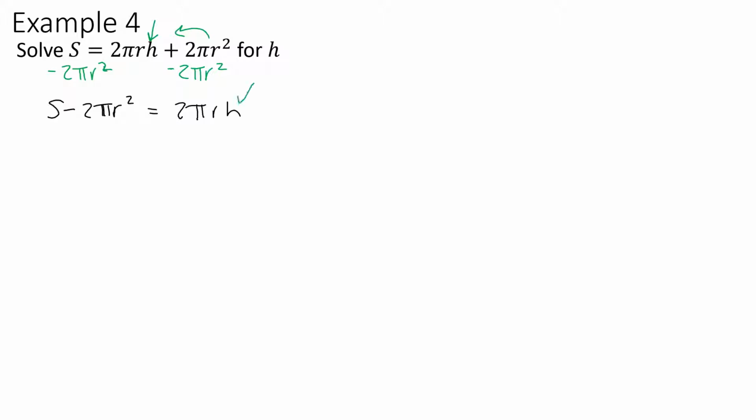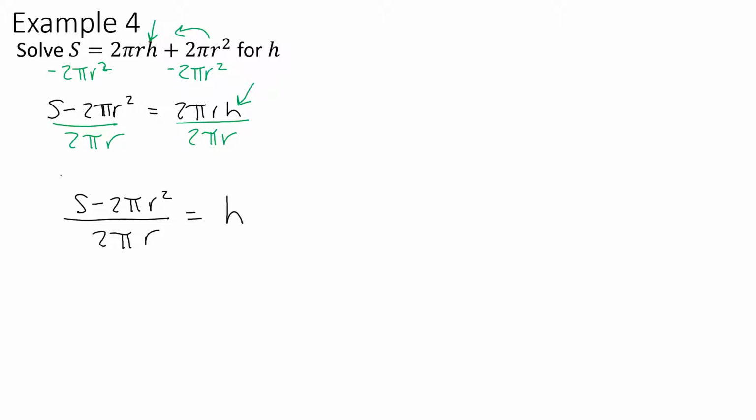Okay, I'm solving for h, and I see that h is being multiplied by a 2, a pi, and an r. So the opposite operation of multiplication is division. I'm going to divide out by what I don't want, so I'm going to divide both sides by 2 pi r. That leaves me with s minus 2 pi r squared all over 2 pi r, and that equals h. And I want to point out that that can be your final answer.